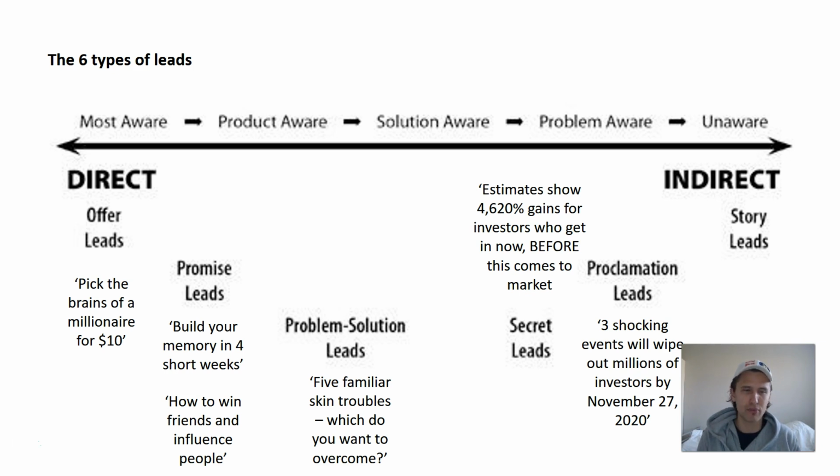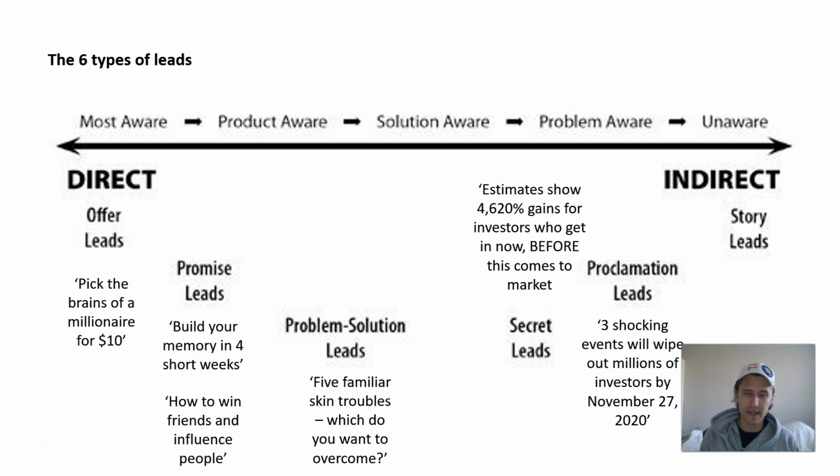So the next type is the promise lead. So it's something like build your memory in 4 short weeks, or how to win friends and influence people. Notice it's a promise. You're not really directly mentioning a product, right? You're just saying something that these people that are product aware want to do. They want to build their memory in 4 short weeks, right? That's what we talked about in the example. They want apples. They just don't know that you can offer it to them. So that's what you're going to say.